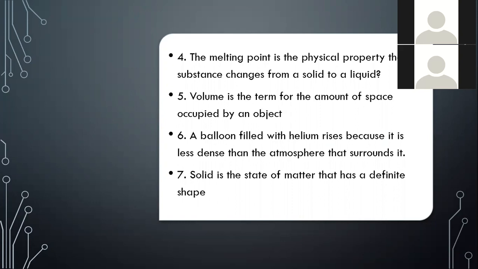Number 5 is something you should know off the top of your head, as we've gone over it and over it and over it. So volume is the term for the amount of space occupied by an object. So the amount of space that is occupied by an object is the volume.